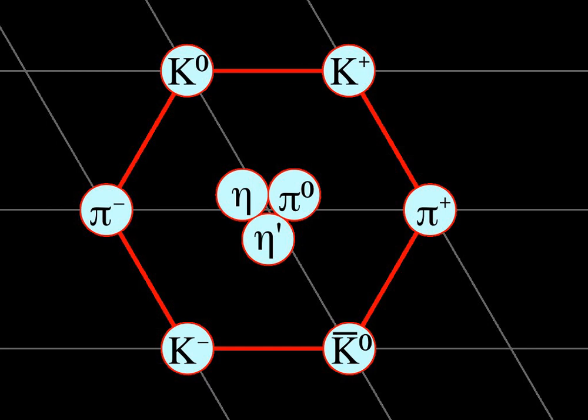It is also possible to obtain J equals 1 particles from s equals 0 and L equals 1. How to distinguish between the s equals 1, L equals 0 and s equals 0, L equals 1 mesons is an active area of research in meson spectroscopy.